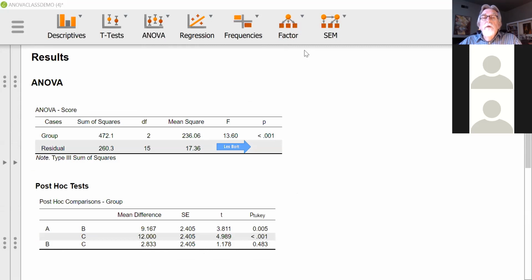Okay, I'm going to stop the share. I'm going to save that particular JASP output. And that's the example for analysis of variance. Are there any questions or any comments?